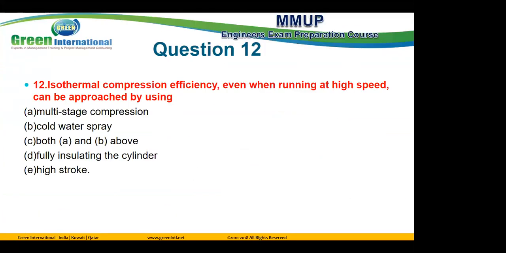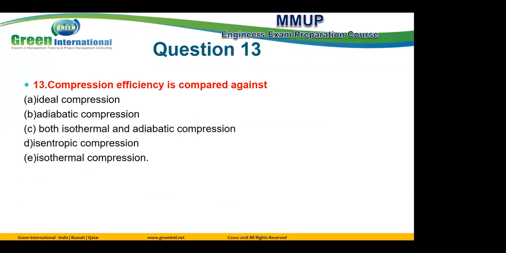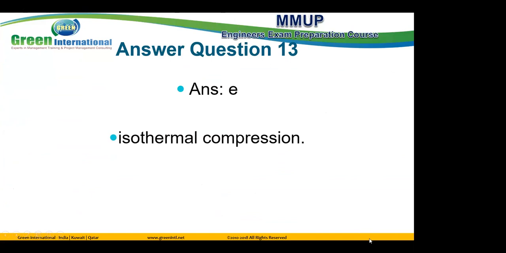Isothermal compression efficiency, even when running at high speed, can be approached by using A and B, answer C. Excellent. Compression efficiency is compared against B, isothermal compression.